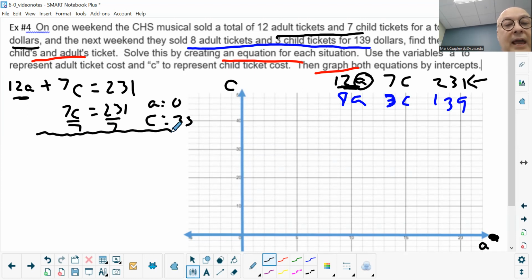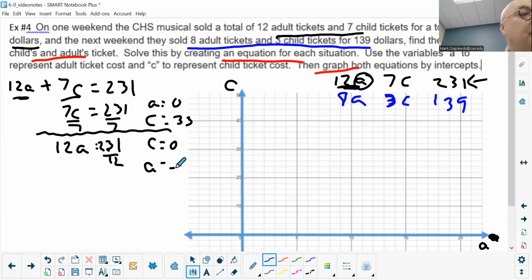And now instead of A being equal to 0, I'm going to say what happens if the child tickets were free, $0. That wipes out the 7C. So you get 12A equals 231. And then, of course, you divide by 12. And you're going to get A equals 231 divided by 12, which is a decimal. Don't freak out about that. 19.25.